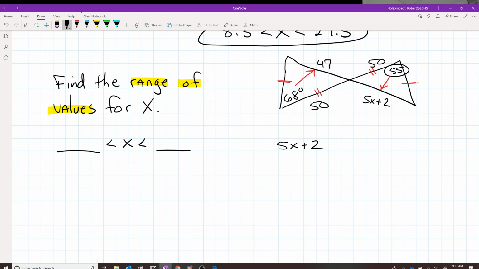The 5x plus 2, or I'm sorry, how does the 5x plus 2 relate to the 47 is the question. It's less than the 47, good. Now, it's got to be greater than something, doesn't it? Since it is one side of a triangle, it has to have a length, so it's got to be greater than 0.